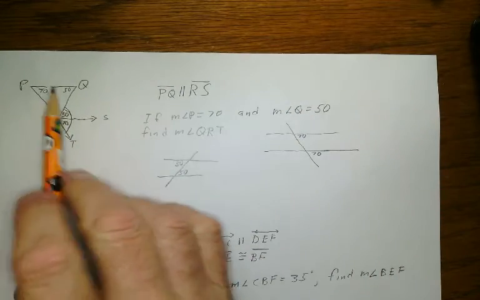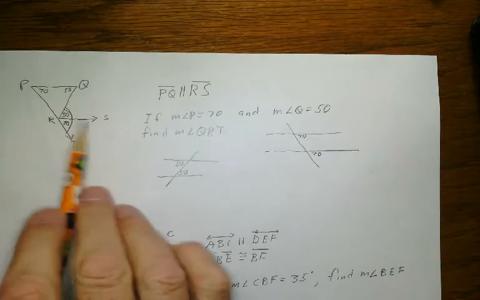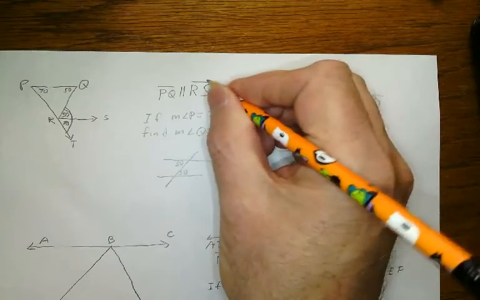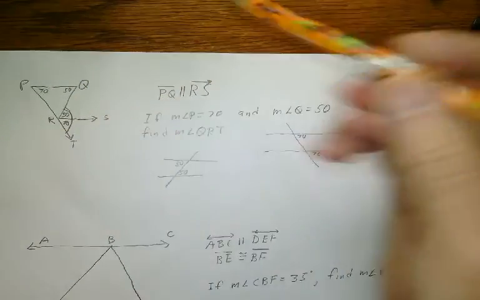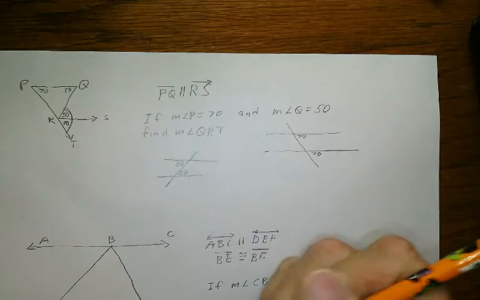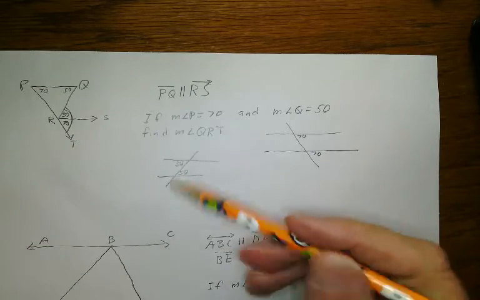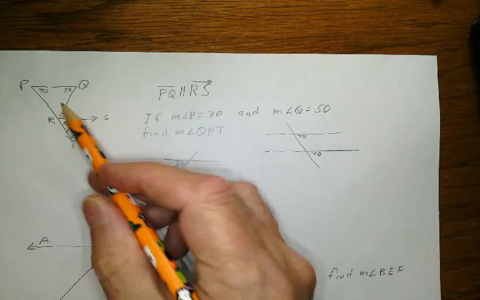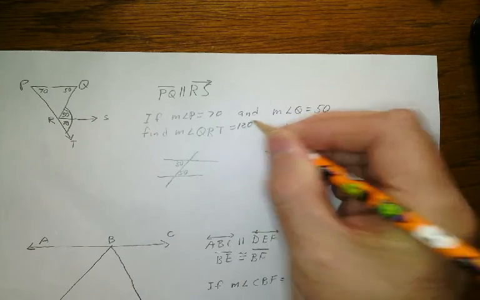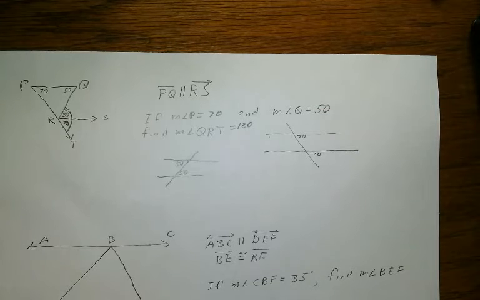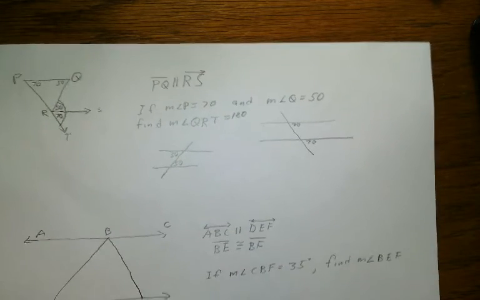The parallel lines are PQ and RS. RS is actually a ray, isn't it? And we have two transversals. This is one transversal, this is the other transversal. So now if we want to find angle QRT, we just add those two together and we get 120. I know I went a little fast on that, and it may take you a little longer to do it on your own, but give these a shot, okay?